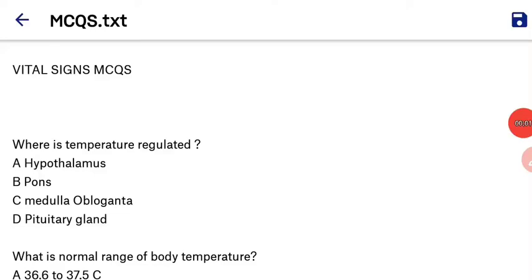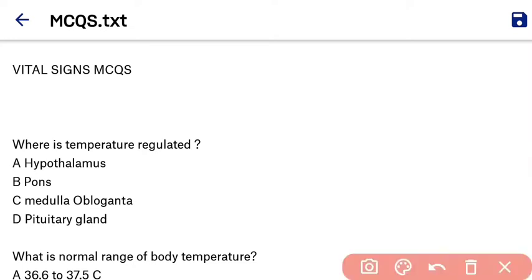Dear students and nursing officers, yesterday we briefly learned about the theoretical portion of vital signs, and today we discuss the questions asked from this topic. Okay, so let's start our question session today. Our first question: where is the temperature regulated?